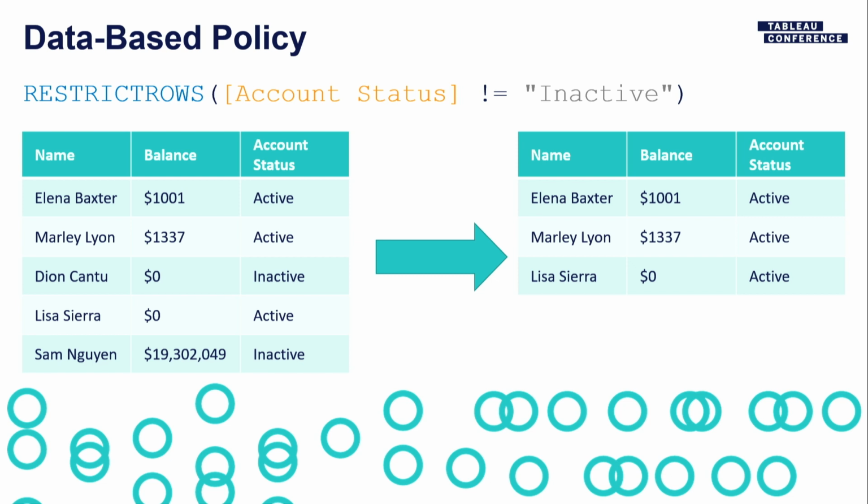So first, the simplest is not even based on the user. I've talked a lot about user-based policies, but I mentioned back at the beginning, there are a lot of other things that you may want to enforce a policy on. Like in this case, you don't want anybody to ever be able to see inactive accounts in your database. They shouldn't ever show up in Tableau. So you could make a statement that says if the account status is not equal to inactive, then show it. So you'll only get the active accounts no matter who's querying it.